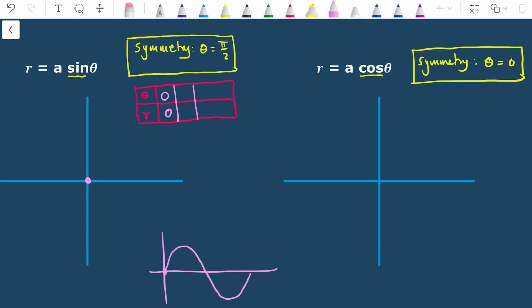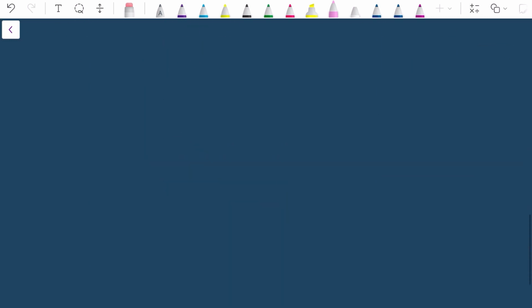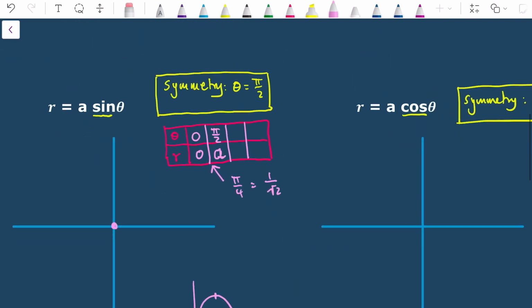Let's look at when theta is equal to pi by 2. When theta is pi by 2, then sine of pi by 2 is 1. And anything in between here, in our case, it will be 1a. Right, so I'll get a. Anything in between, if you want to have a look at sine of pi by 4, I know is 1 over root 2, and so I will have 1 over root 2 a. So that means the length of the radius is 1 over root 2 a.